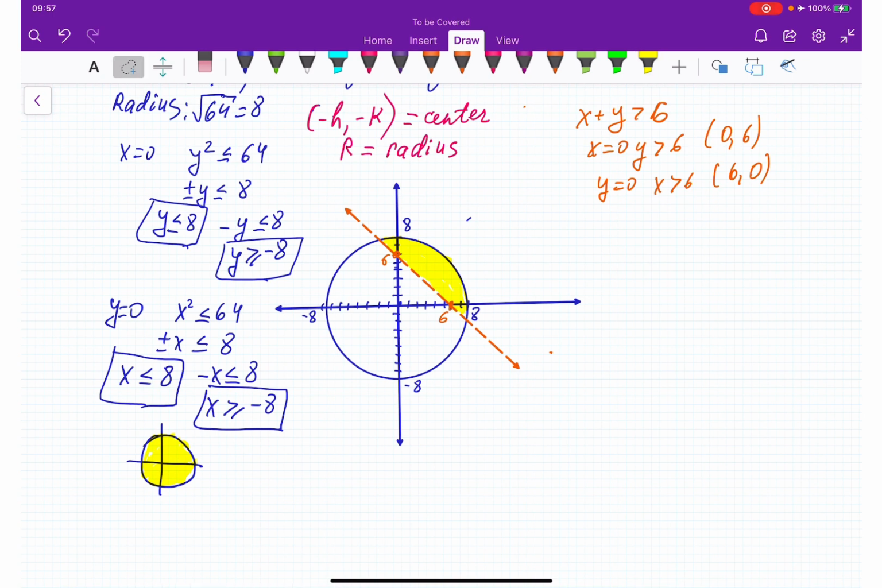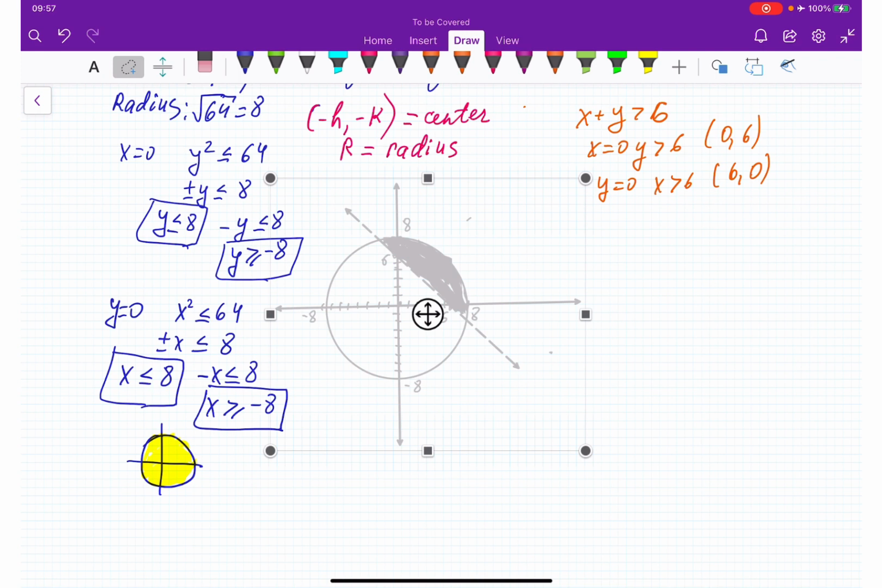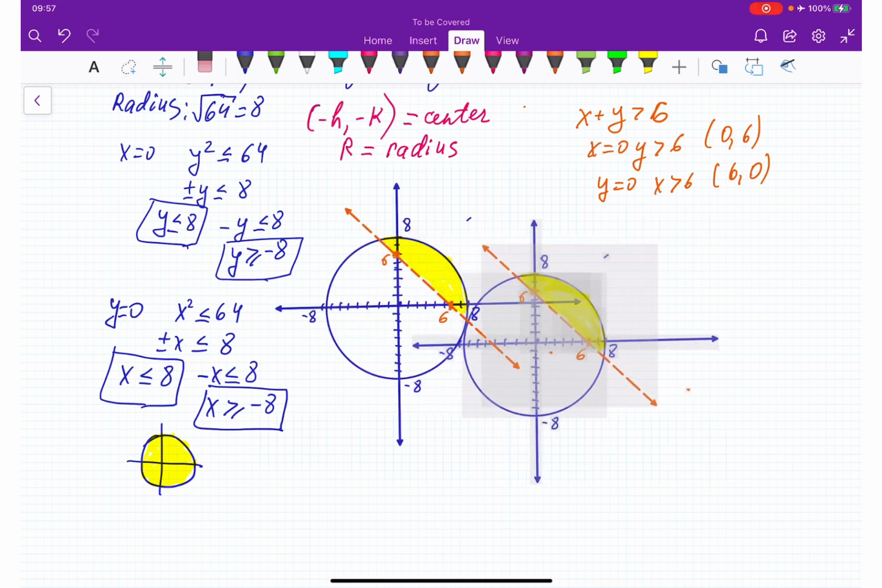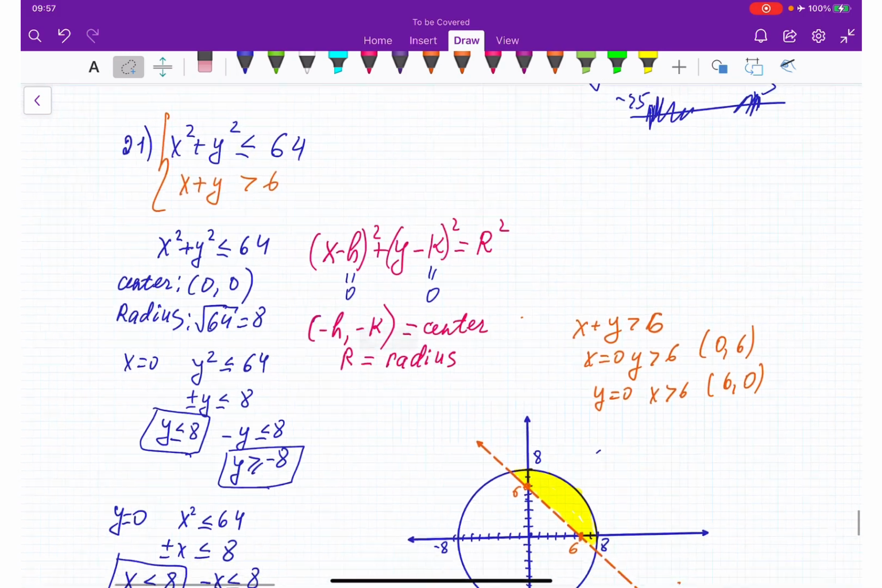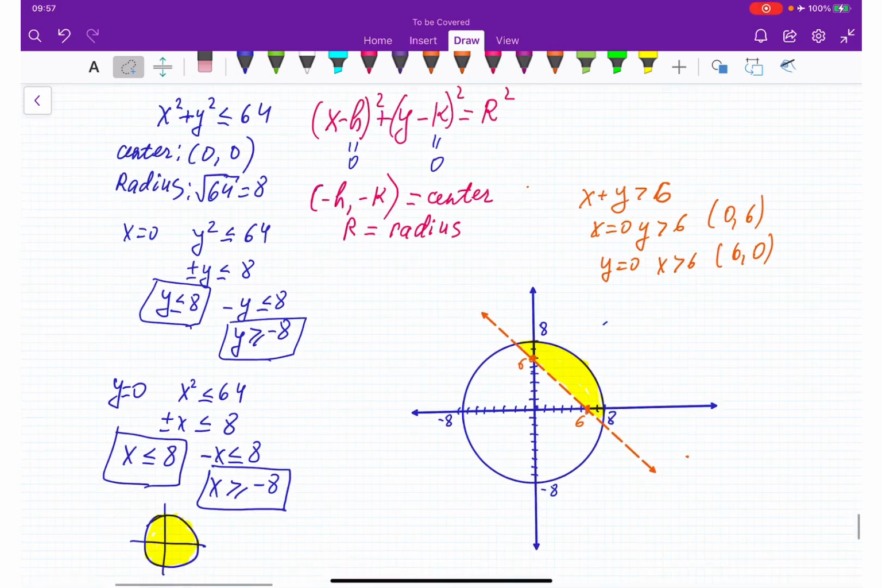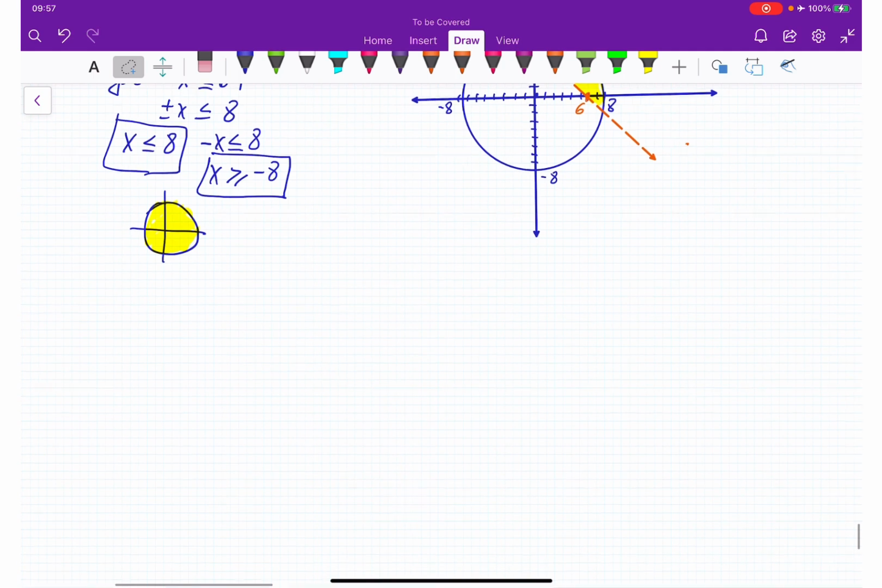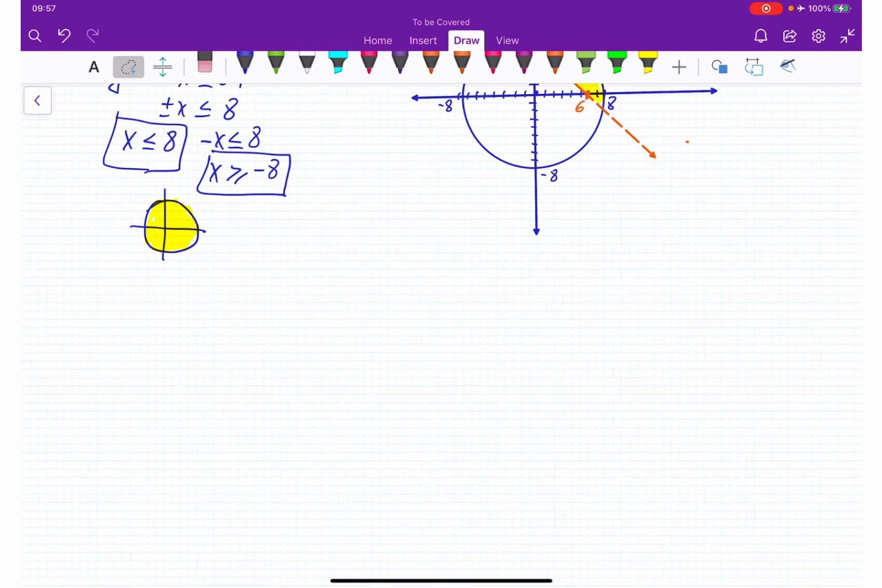Let me move this a little bit away. It looks crowded. Okay. Much better. All right. This was problem number 21. Moving to 22. I have 2 more. We are going to play with circles now.